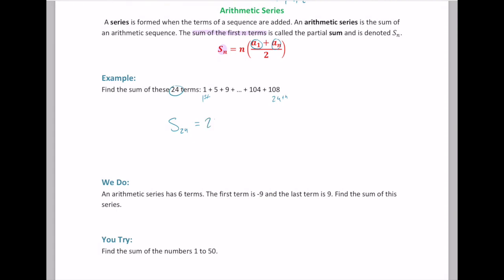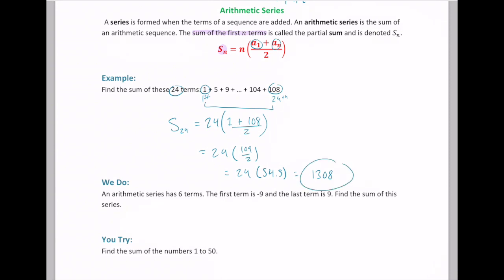N we can write as 24. We put our parentheses. Our first term here is 1. And the 24th term in our sequence is 108. So basically, what's the first and the last term in the sequence you're looking at? And then you divide it by 2. So we have 24 times 109 over 2. We do a little bit of calculation on that. That's 24 times 54.5. And we get 1,308. So if I added all 24 of these numbers up, I get 1,308.